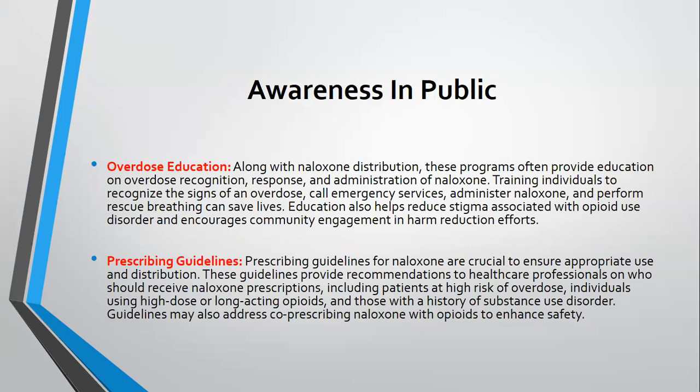It is important to spread awareness in public about the naloxone dosage. First of all, everyone should know overdose education. Along with naloxone distribution, the program of naloxone overdosage education often provide education on overdose recognition, response, and administration of naloxone. Training individuals to recognize the sign of an overdose, calling emergency services, administer naloxone, and perform rescue breathing can save lives. Education also helps to reduce stigma associated with opioid usage and encourages community engagement in harm reduction efforts.